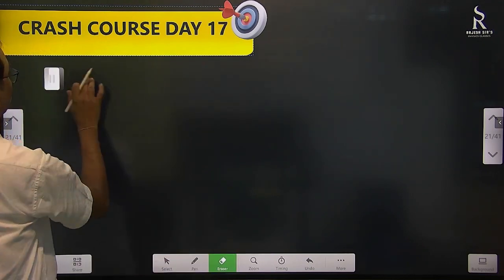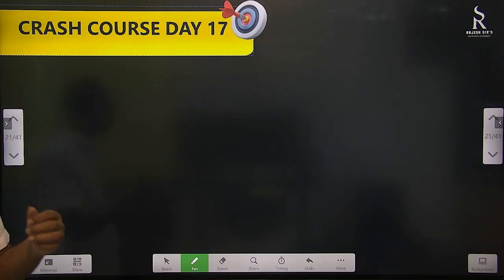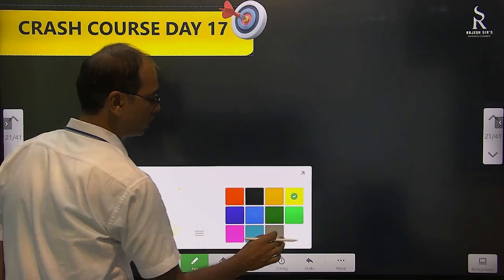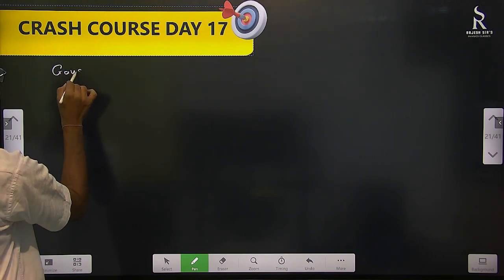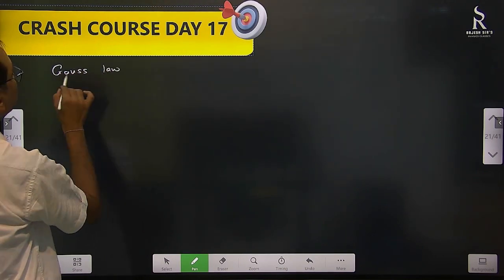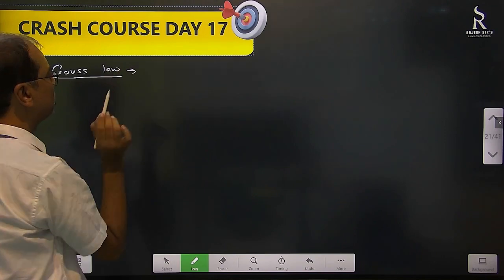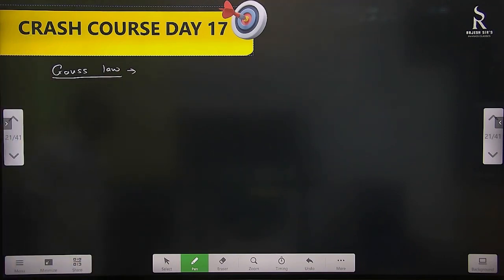Then we will see Gauss law. What is Gauss law? Gauss law is used to find electric field due to symmetrical objects and large, uniformly charged objects, where Coulomb's law we find very difficult to apply. Okay, Gauss law helps us.